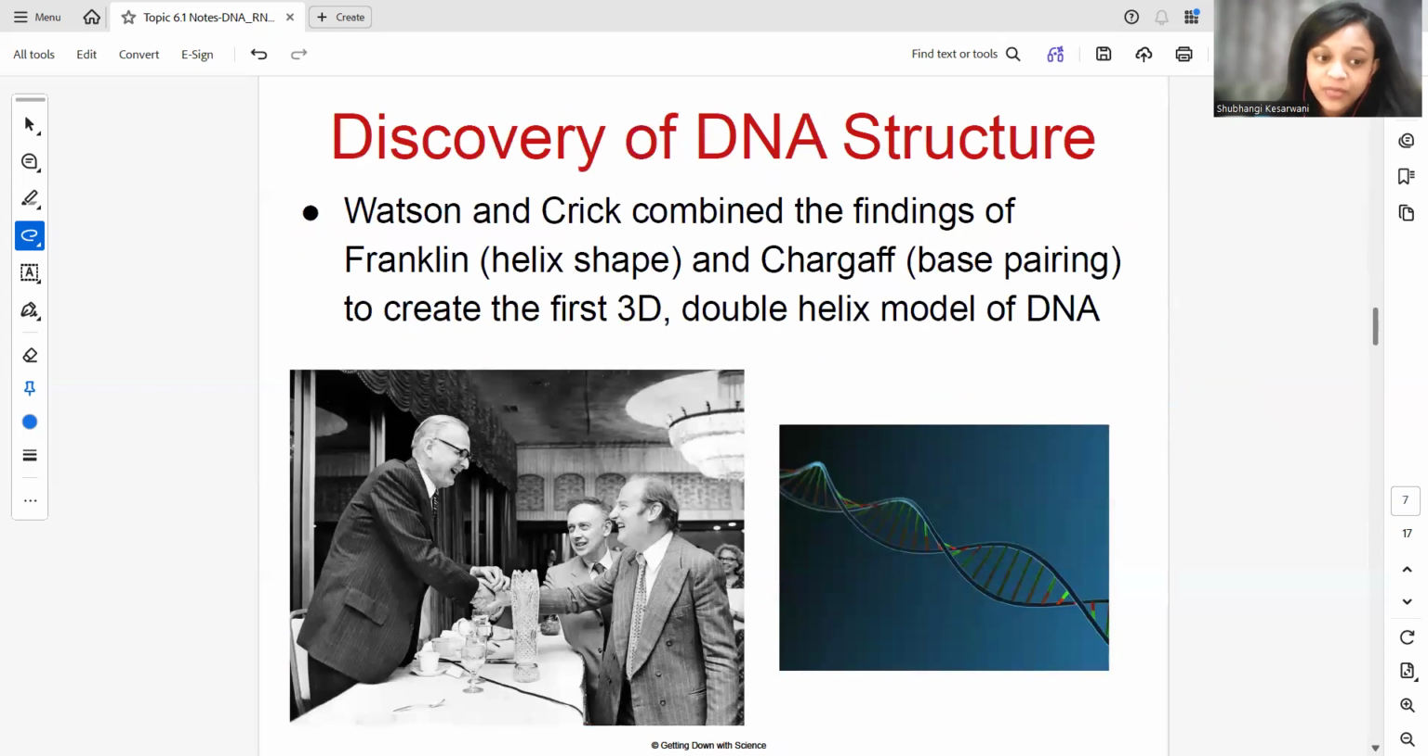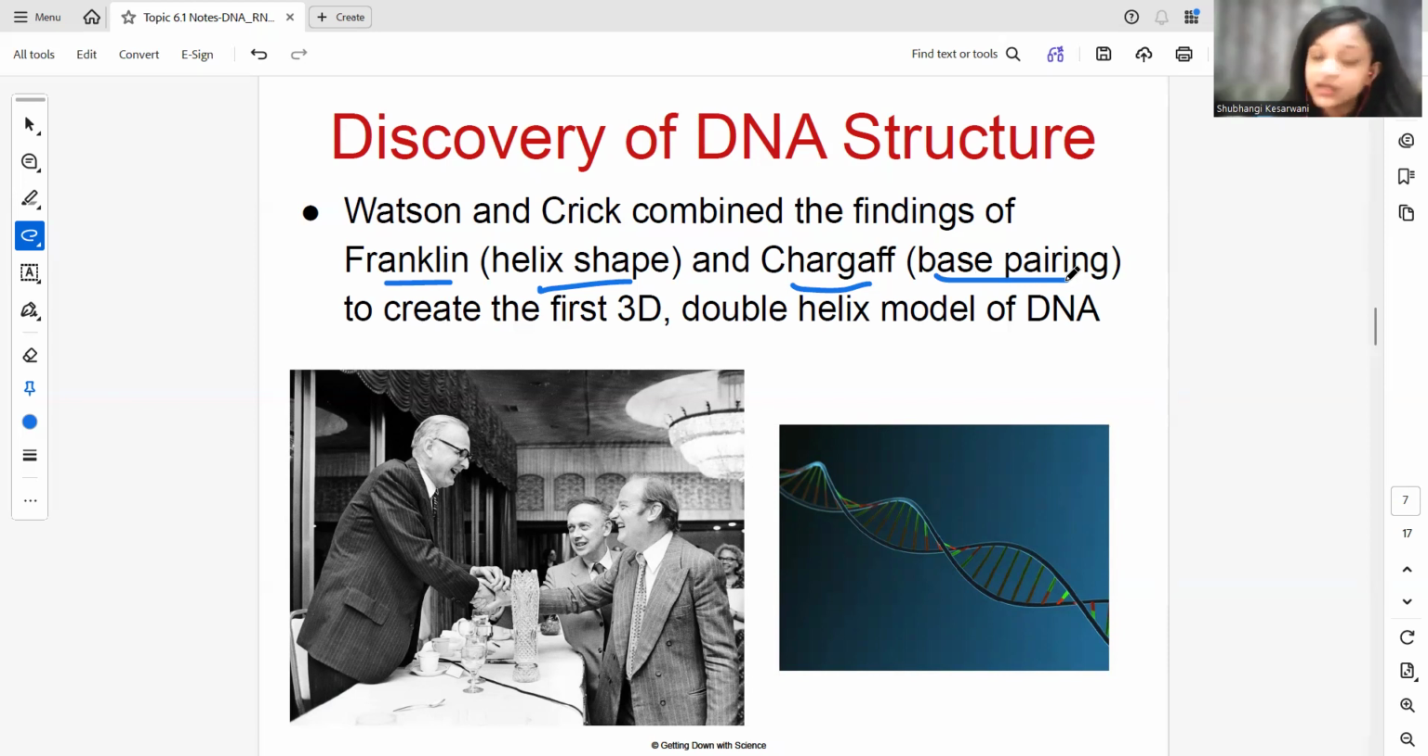Okay. So now there is one thing related to the discovery of the DNA structure, which is, as you can see, Watson and Crick combined the findings of Franklin. This part we have studied already about the helix shape. Franklin told us how it looks like. He told us it looks like a helix shape. And Chargaff told us about the base pairing, to create the first 3D double helix model of DNA.